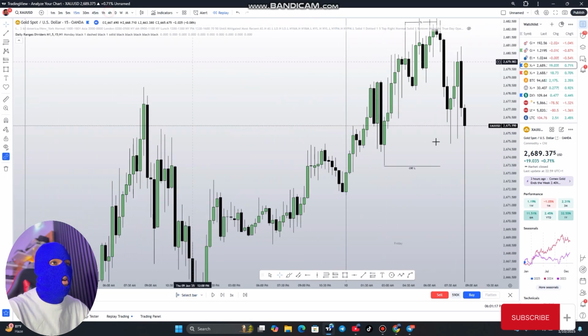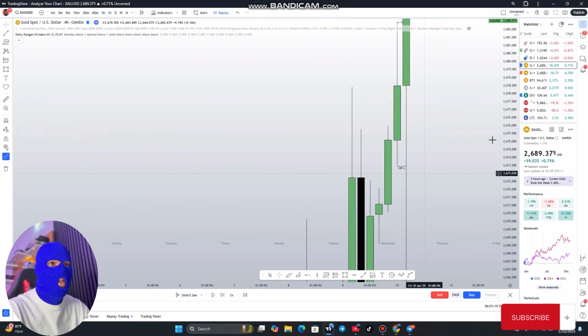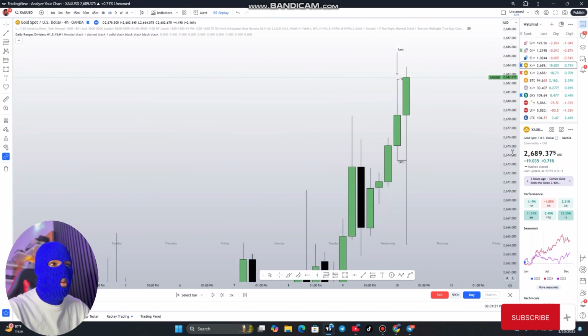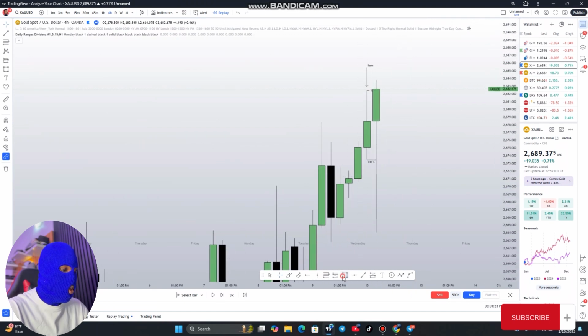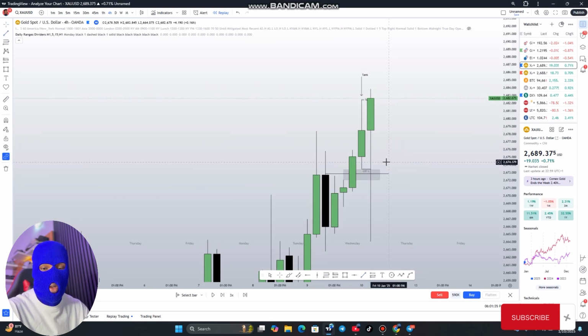Now going back to the 4-hour time frame, remember the fair value gap which I showed you guys. As you can see, this was the fair value gap that I marked out, and then this was the order block. So you see price has completed its process here, and now it's pushing to the upside. So this is how you trade CRT.